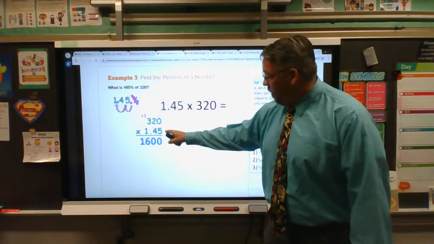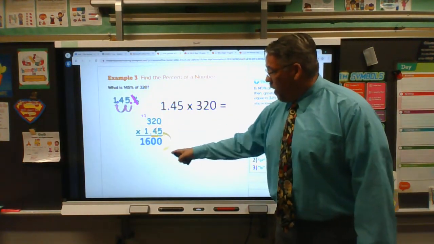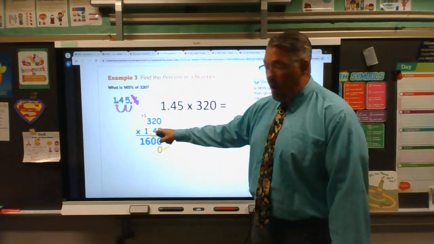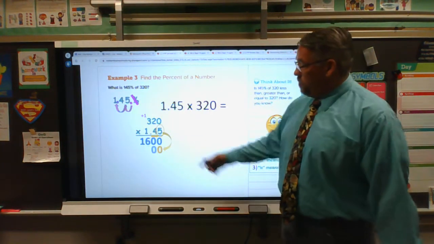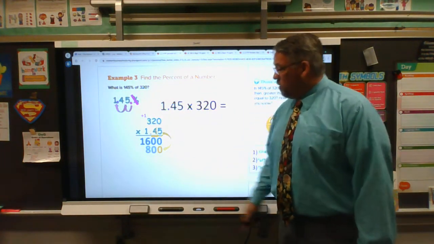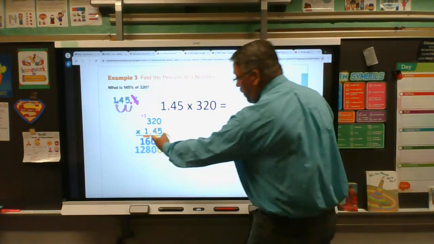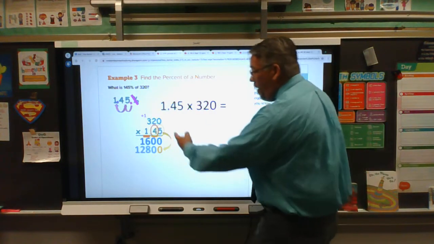Now, I've used my 5, so now I'm going to go to my second number. And it's going to tell me to bring down 1 0. Once I've brought down that 0, then I can multiply by my second number. 4 times 0 is 0. 4 times 2 is 8. And 4 times 3 is 12. But now I have a third number. So I go to my third number. Once again, I circle however many spaces are behind it, and I have 2.